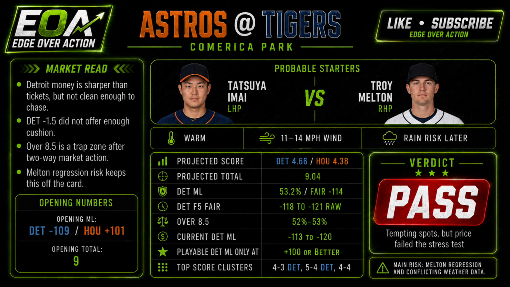The disaster scenario is Imai's swing and miss showing up, Melton's low strikeout profile regressing, and this turning into a tighter 4-3 or 3-2 game. So the final decision is we've got to pass. It's a small model edge, no true betting edge.